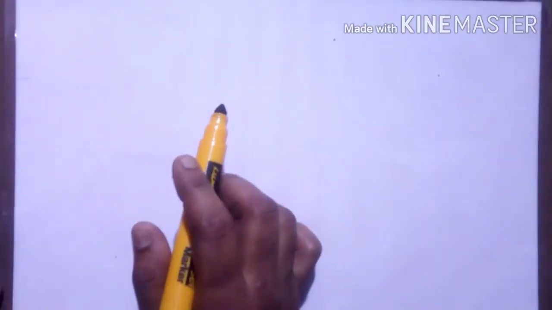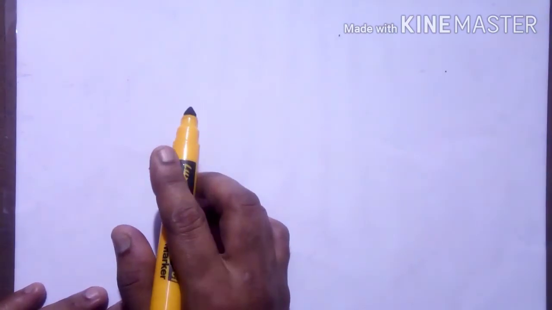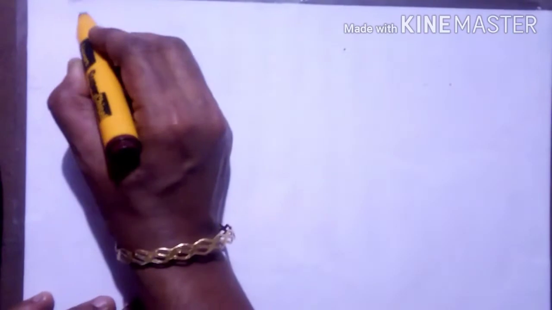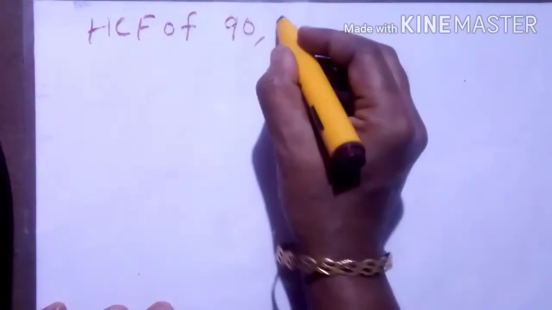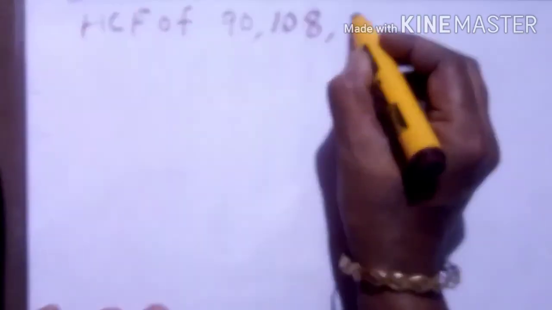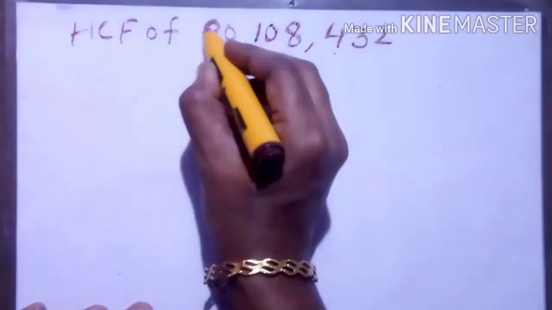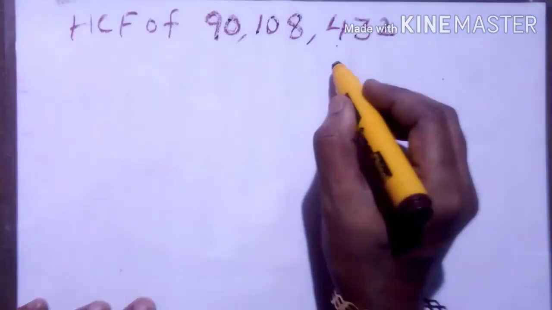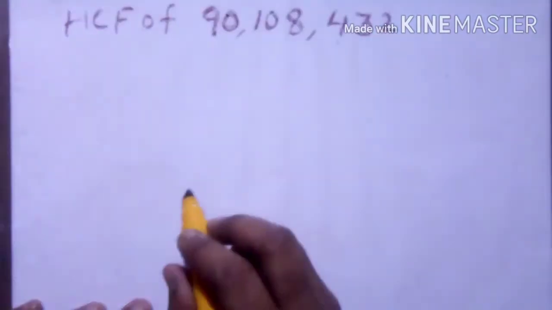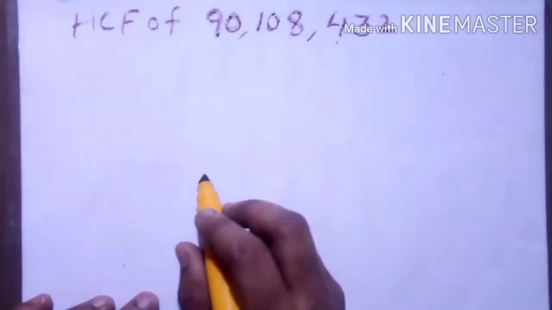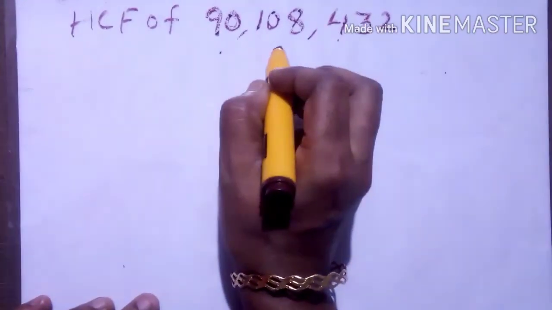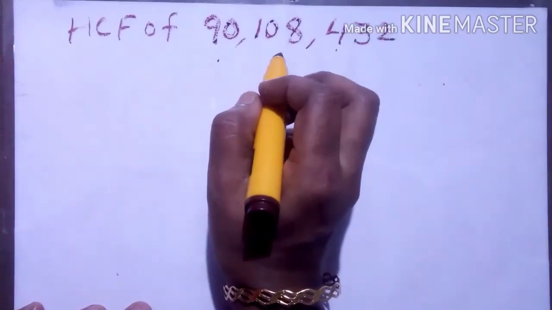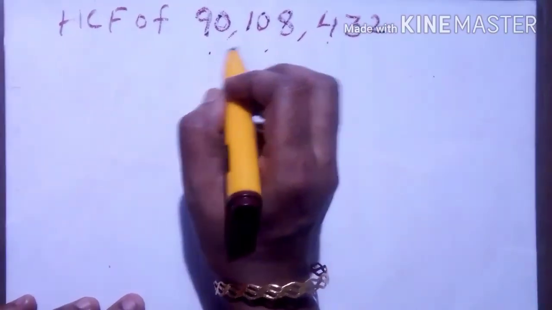Before, we learned the HCF of two numbers. Now we have to find the HCF of three numbers. So let us find the HCF of 90, 108, 432. These are the three numbers. We have to find the HCF of these three numbers by the division method. For that, first take two numbers, the smaller two numbers, 90 and 108. First find the HCF of 90 and 108.